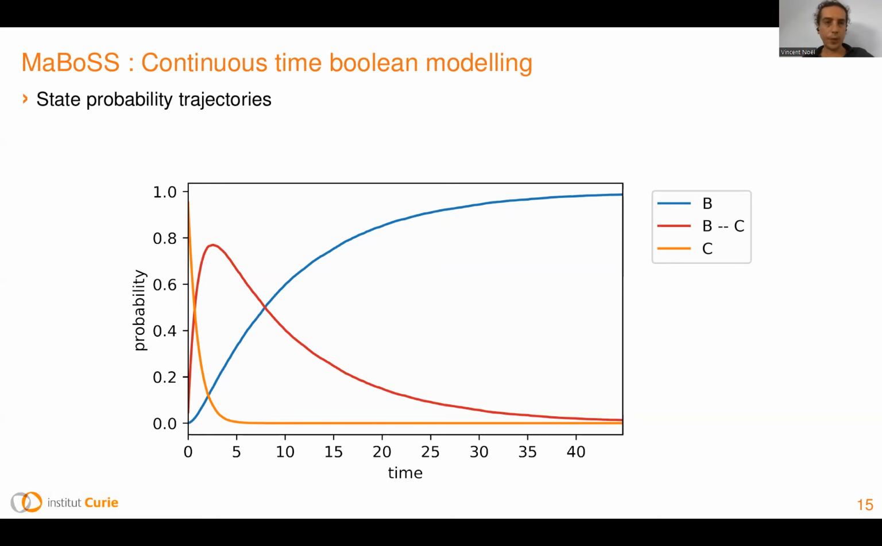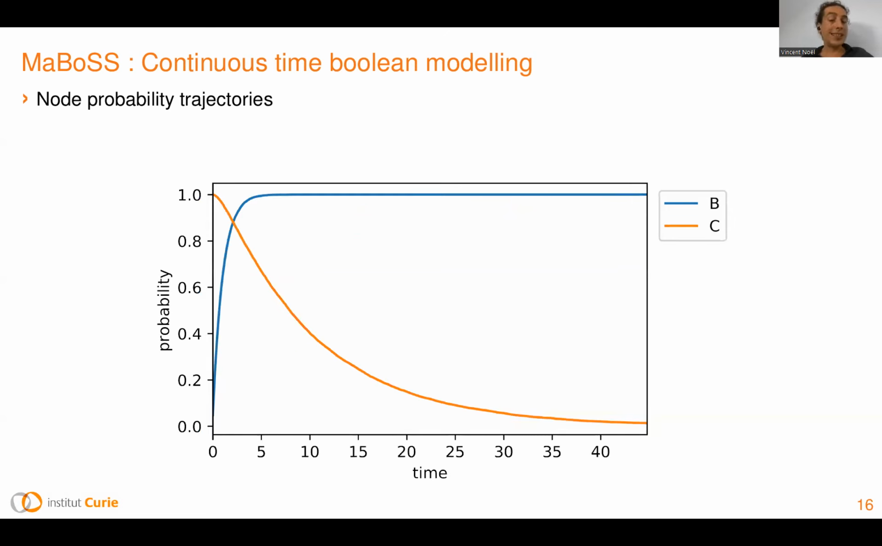We can also look not only at states, but simply just at nodes. We just want to know, is the node B active or the node C active? So here we can see that at first, the node C is active and goes down, and the node B is inactive at first and goes up. But we lose some information looking at this. This is important to realize. But we don't know, for example, if at these states both B and C are active together, or if there are some probabilities of B being active on one side and C being active on the other side. So we lose some information, but you can still just look at nodes and not states.